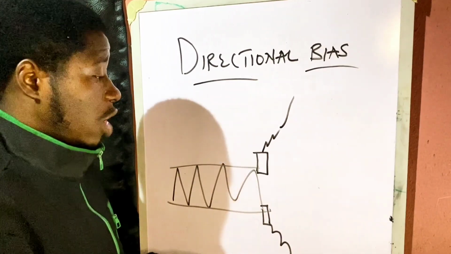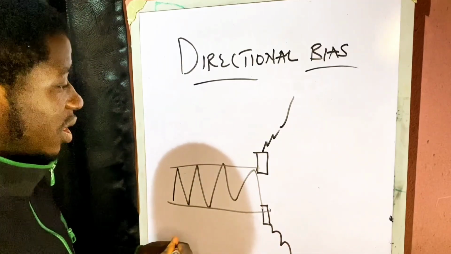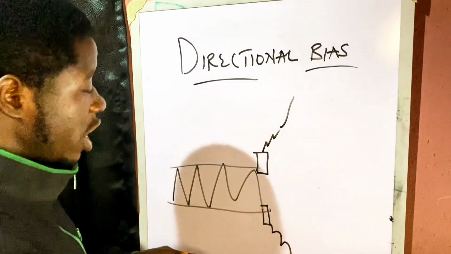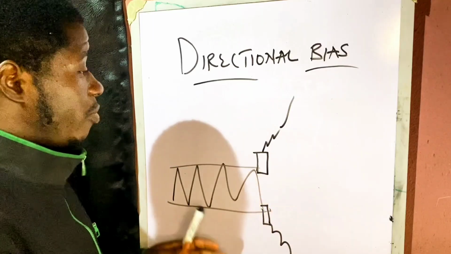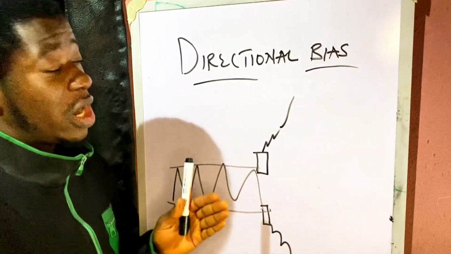So candlesticks as well are one of the most important aspects that we're going to be looking at in order to make a directional bias. These are just the basics. Now let's go advanced, right?